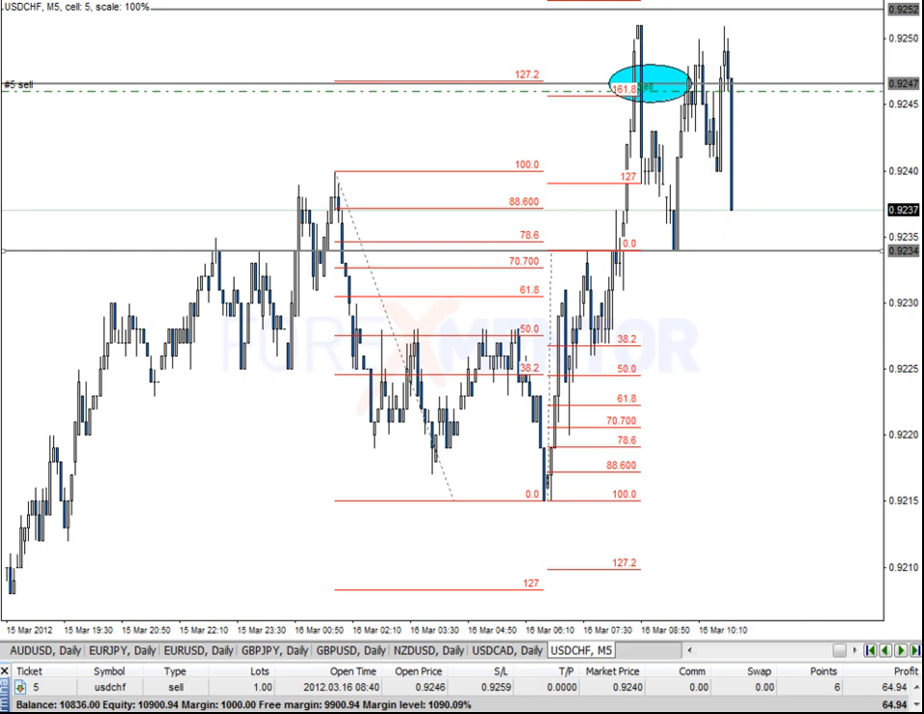Now it's starting to break down into this little block here. So now we're actually closing back below this area. That's what we want to see. Only about 12 pips. So here it comes back, retests it as resistance.